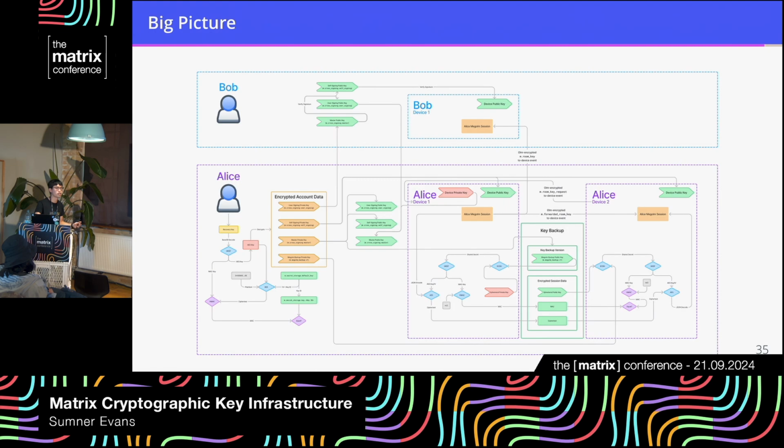All right, so let's go back to the overview. We've now talked about every single piece of this diagram. We've talked about the mega session, that's this orange thing here that gets shared around to all the devices that are in the room. We've talked about to-device events, which are used to share that around to other users and other devices. We've talked about key backup, which is a way to store those mega sessions securely on the server and then restore them from another device.